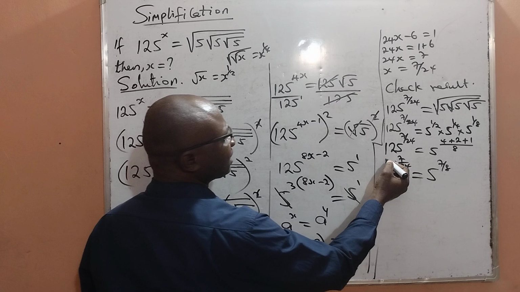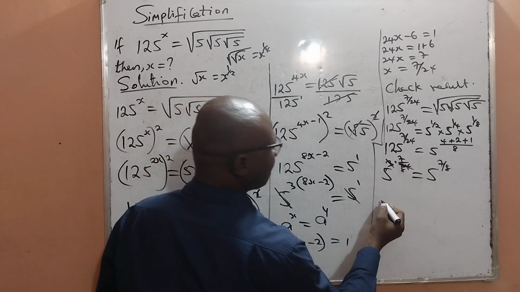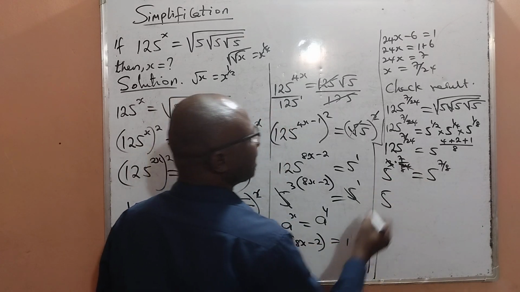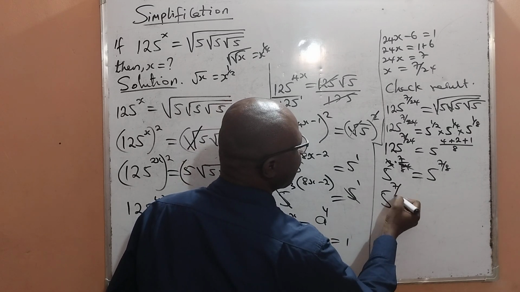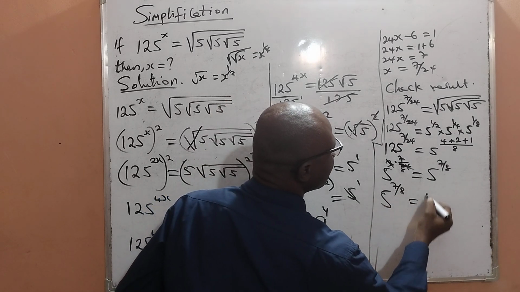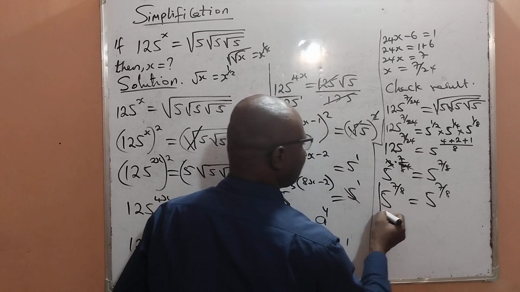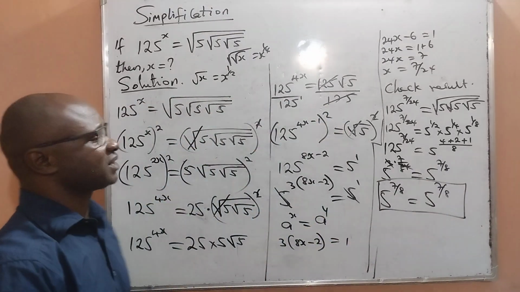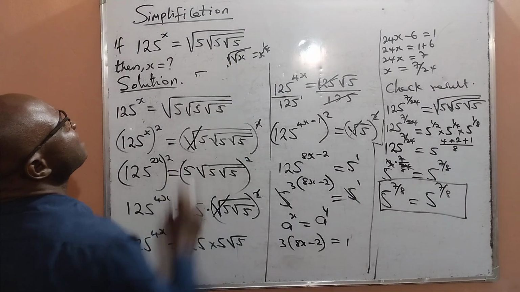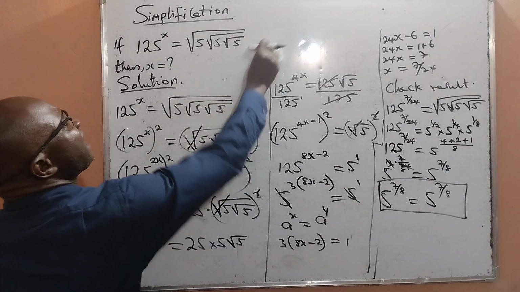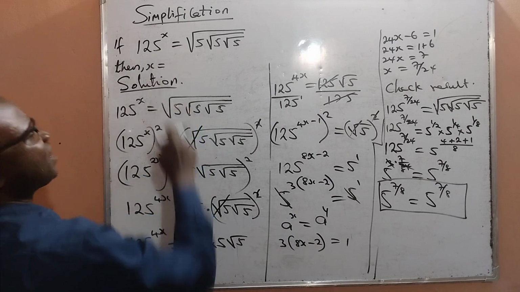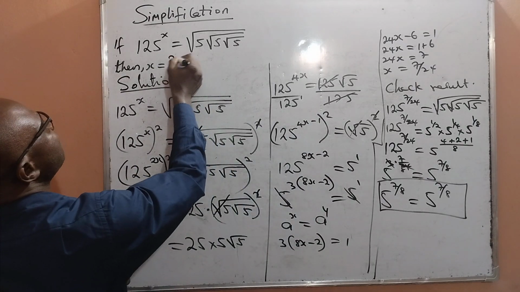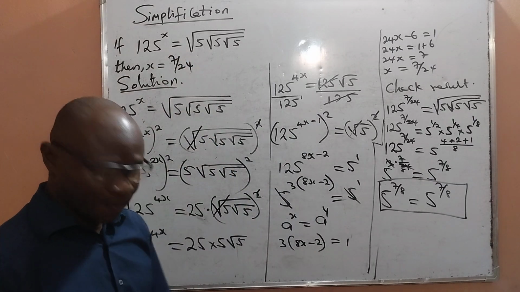But you can see here, 3 can cancel out 24 to give me 8, leaving me on the left hand side with 5 raised to the power 7 all over 8, equal to 5 raised to the power 7 all over 8. So this satisfies that the left hand side is equal to the right hand side, implying that the answer I got for the value of x is indeed 7 all over 24.